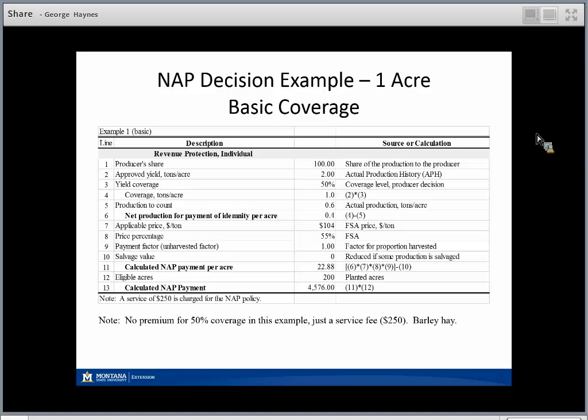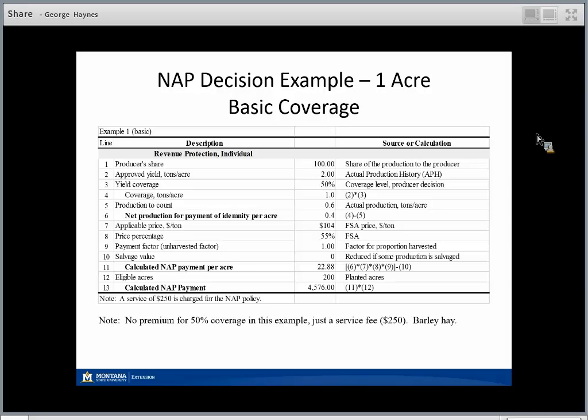There's another program available through NAP that allows buy-up coverage. We're not going to cover that today, but you can actually pay premiums to get additional coverage. We're not going to pay any premiums here. We're just going to pay some administrative expenses. So it turns out that our coverage is 50% of the 2 tons, so we only have 1 ton worth of coverage. We're on line number 4.